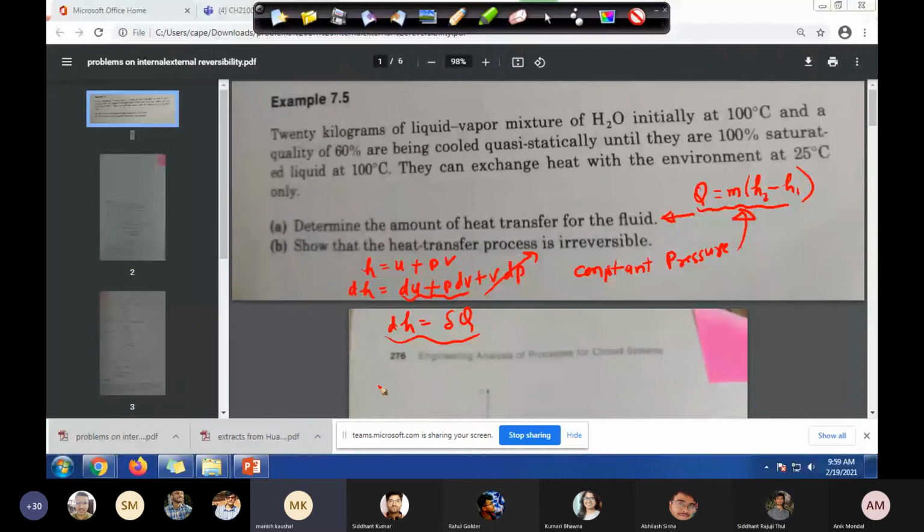Okay. Anyway, so I will solve this problem. We'll take a break and then we'll meet again. So as Siddhant already showed, that's how you can calculate this Q given to the system.